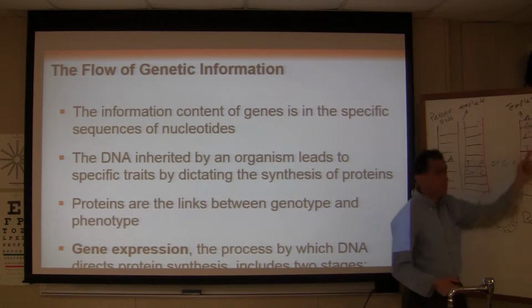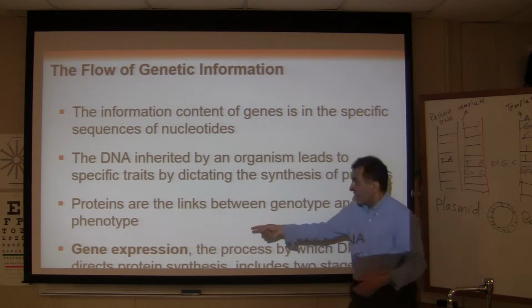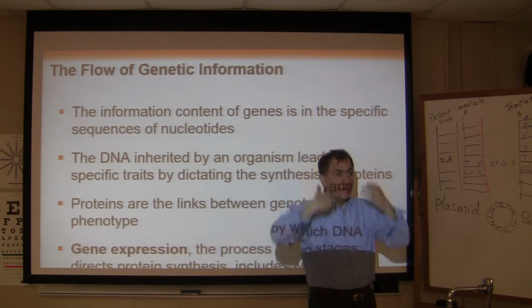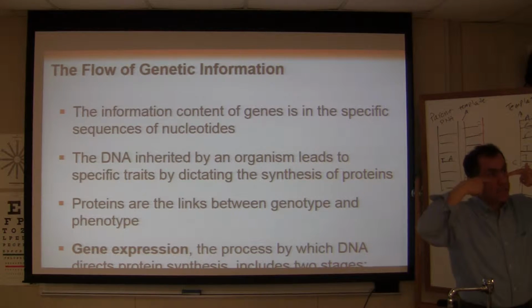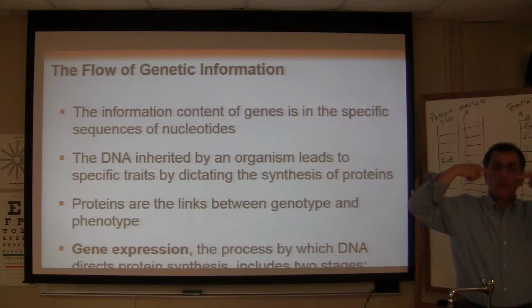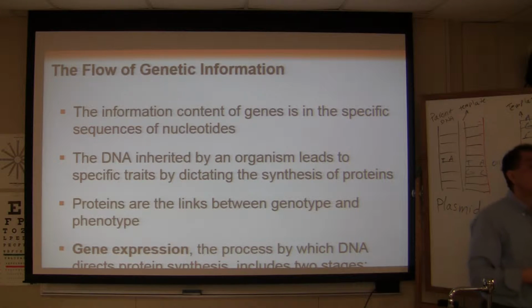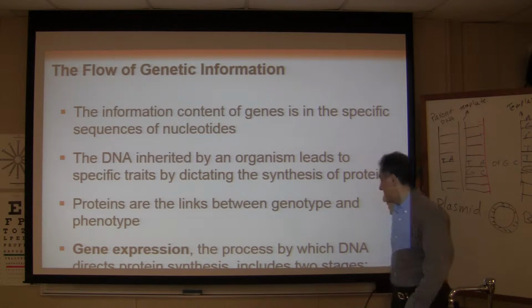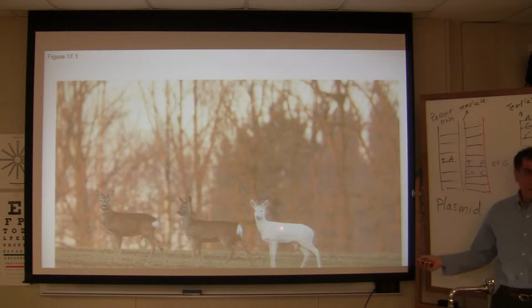Genotype is this, genetic makeup of a person. And phenotype means physical appearance. Somebody has blonde hair, somebody has black hair, somebody has blue eyes, somebody has brown eyes. Those physical traits are called phenotype. Okay? And gene expression is the process by which DNA directs protein synthesis, right here. Do you see the difference between this and that?